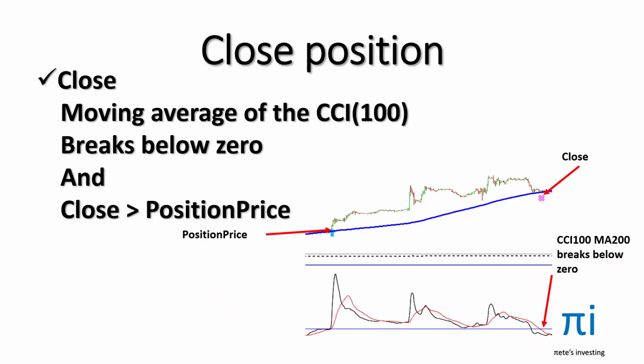To close a position, there's a couple of criteria. Firstly, the close price needs to be above the position price where we entered. So the close must be greater than the position price. And secondly, when the CCI 100 moving average of 20 breaks below the zero line, that's our close. When we buy low and sell high, that's when we close it. So this little trade would have made our little profit.